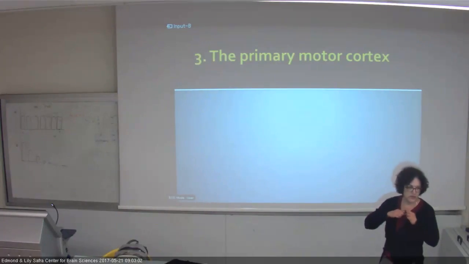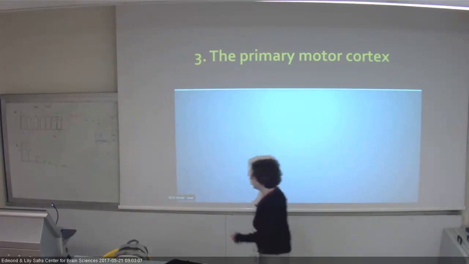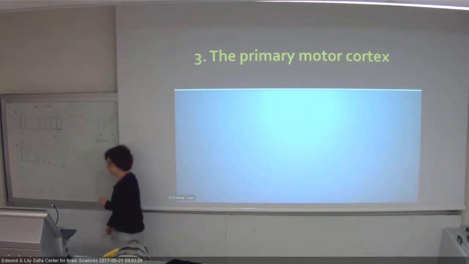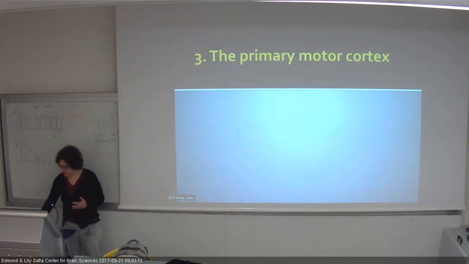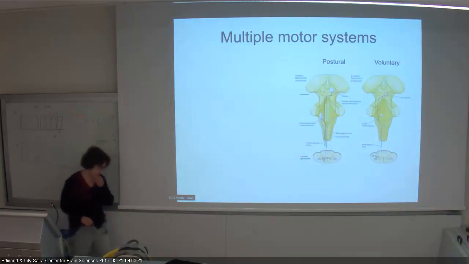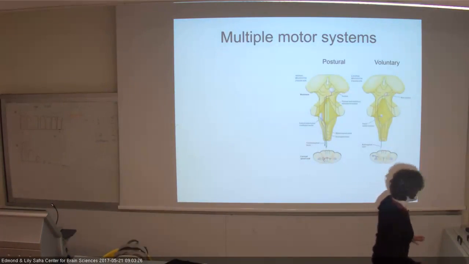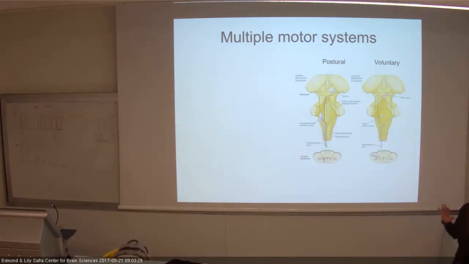Weeks ago we talked a little bit about principles of motor control. We talked about descending pathways, and after describing the descending pathways from the brainstem, we concentrated on the pathway from the corticospinal, the pyramidal tract. Basically, at the level of the brainstem, we described two motor systems. The first one is a voluntary motor system, and the second one is a postural system.